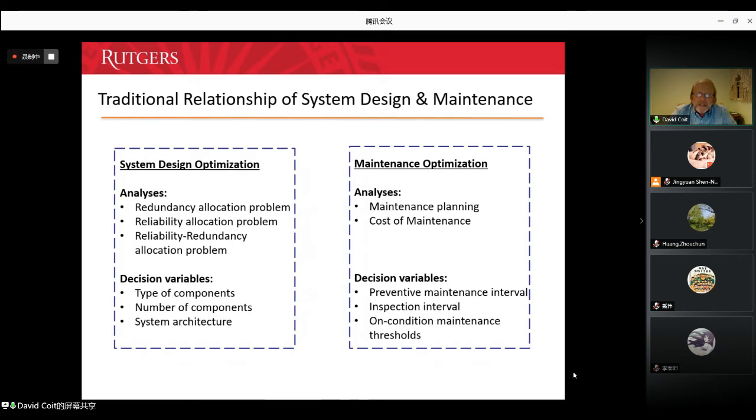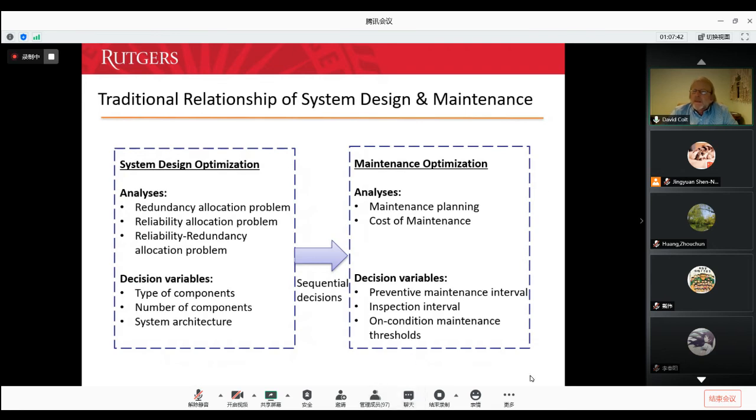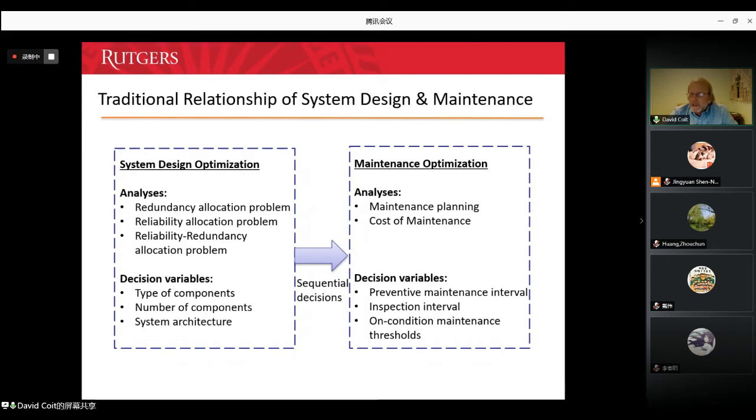So I could have redundancy allocation or reliability allocation, where the reliability values themselves are decision variables, and I have different types of decision variables. But what happens traditionally is that when I finish my system design and look at the arrow, it's sequential. Those decisions have been made, and now I do maintenance optimization. Now, once again, I know darn well that in many industries, they consider how this is going to be maintained when they're doing their design. I know that, of course they do.